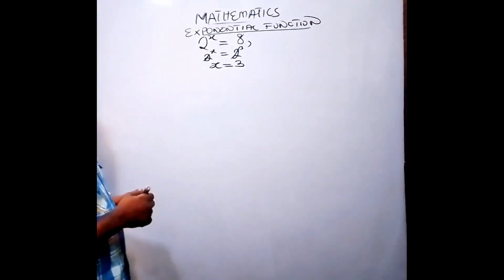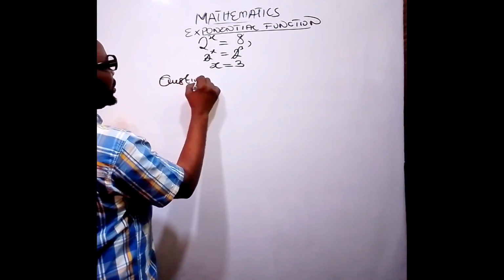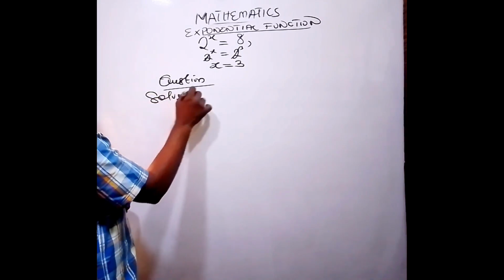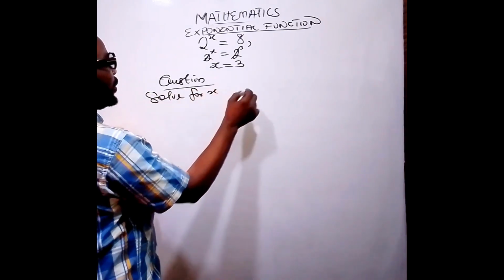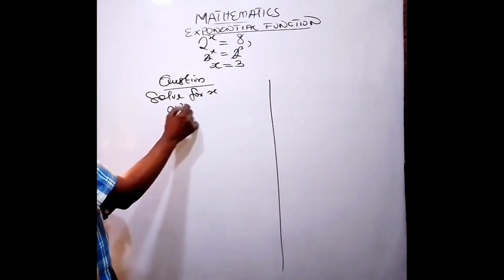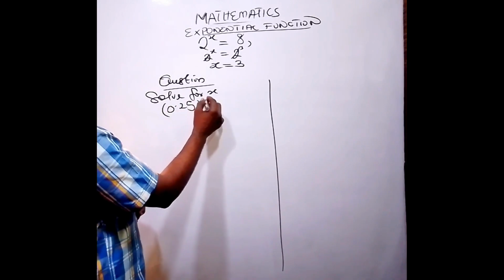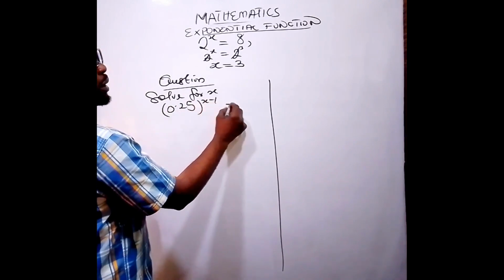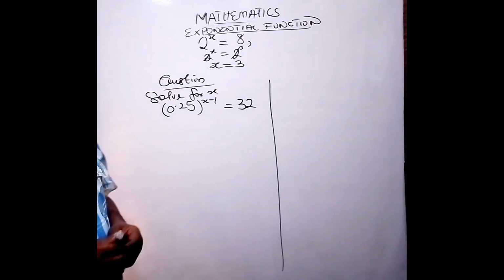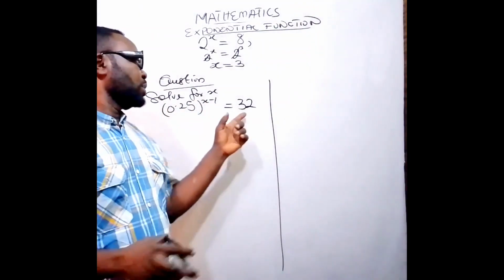I have some other question here. Question. This one says solve for x in 0.25 raised to the power x minus 1 is equal to 32. Solve for x in 0.25 raised to the power x minus 1 is equal to 32.